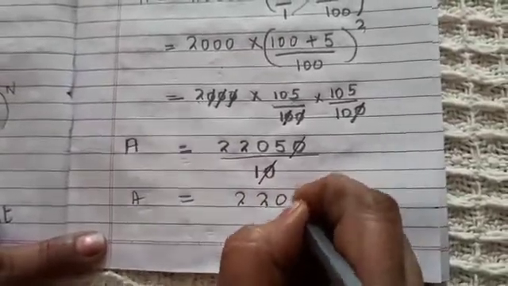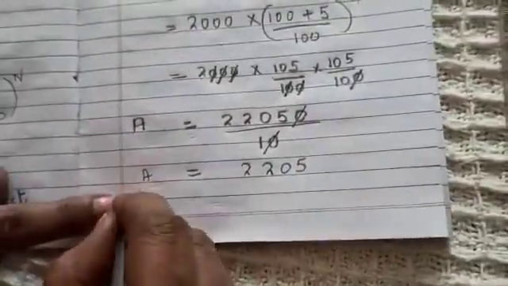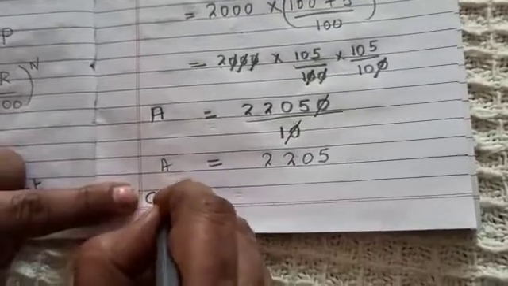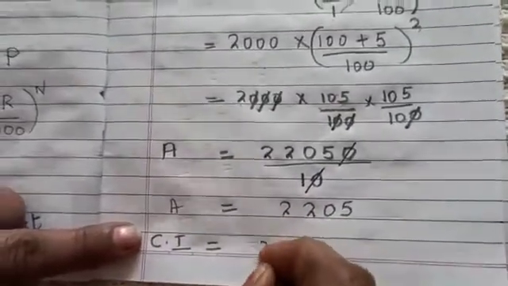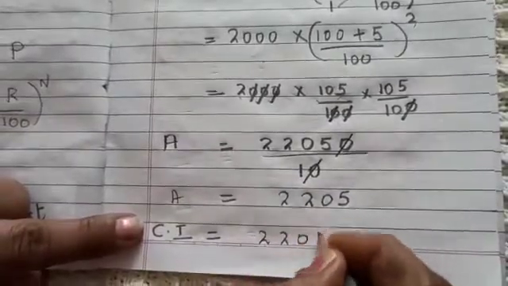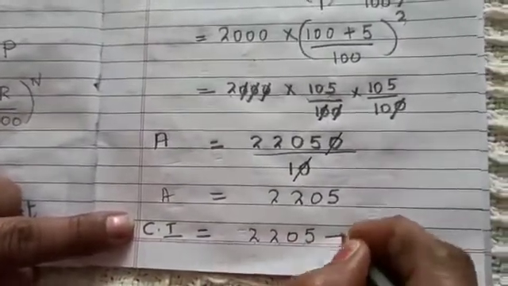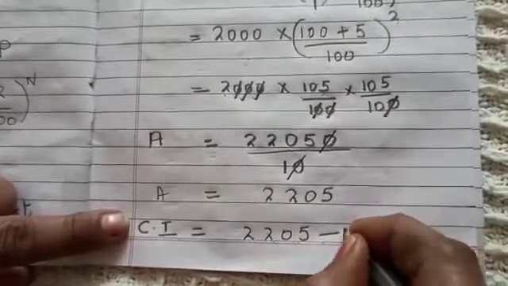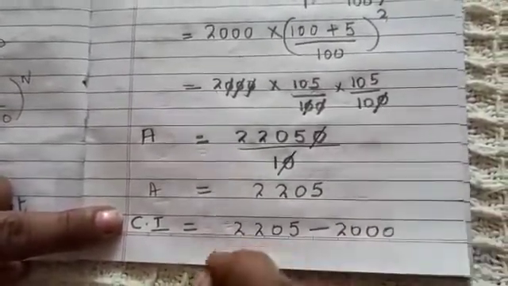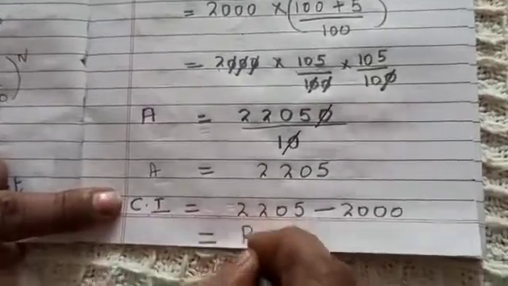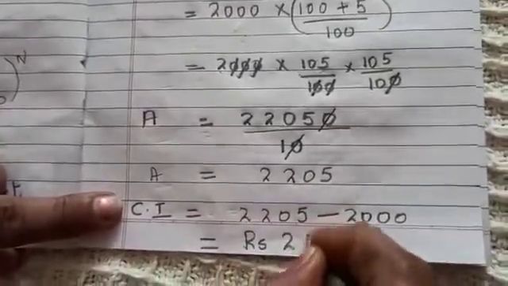2205. Now we have to find out the compound interest. Compound interest is equal to the amount, that is 2205, minus the principal, which is 2000, and that is equal to rupees 205.